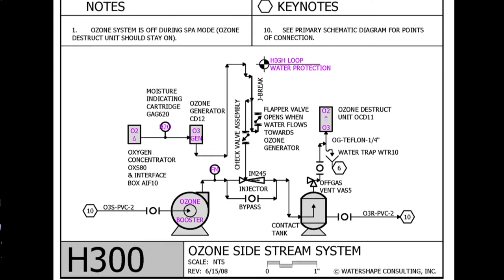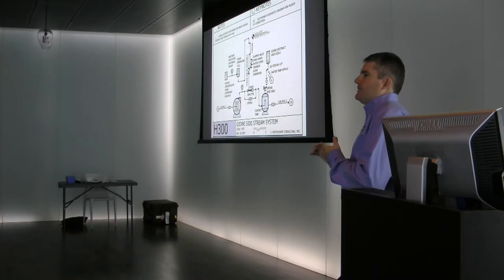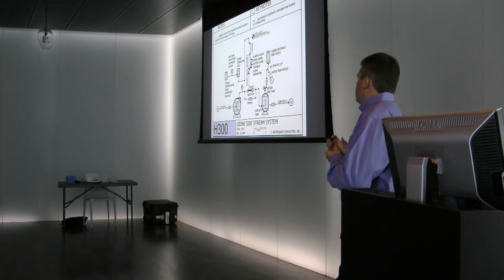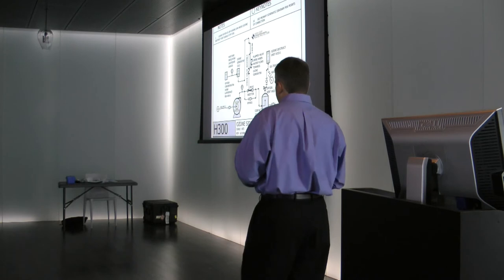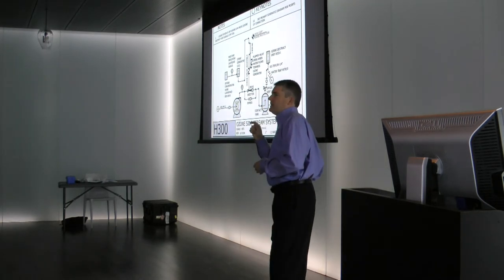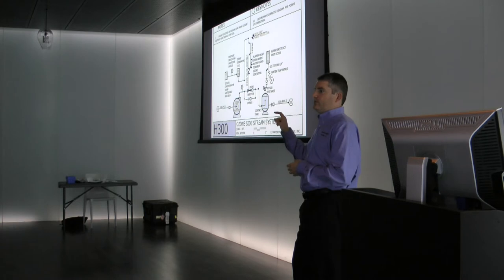And the goal of the tank is to achieve a certain CT value. It's a concentration multiplied by the time that it's in there. So the concentration comes from how much ozone you're injecting relative to the flow rate. And the time, of course, is related to how big that vessel is. And certain CT values are known to kill off certain pathogens, like Giardia and other recreational water illnesses. There are certain CT values that the EPA has said, hey, this CT value will kill that.